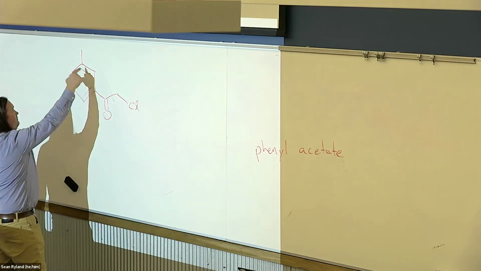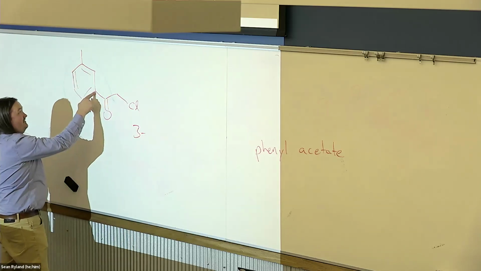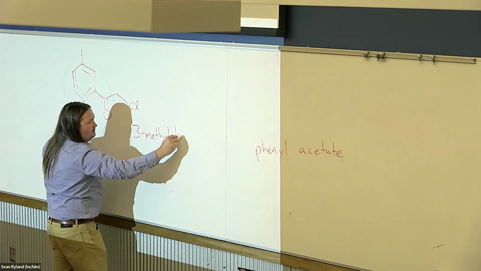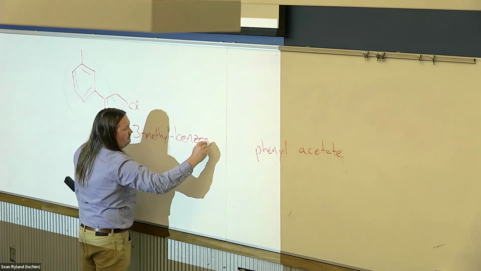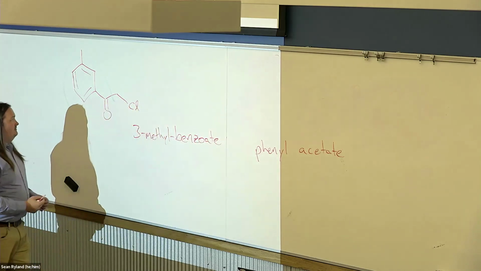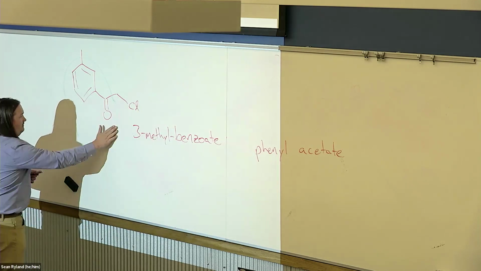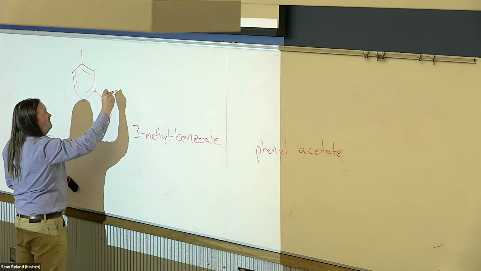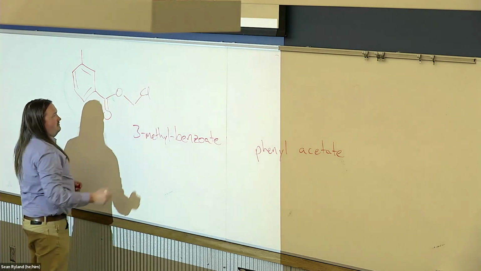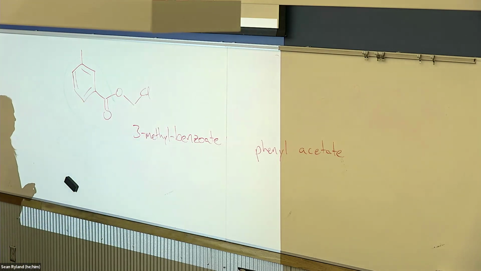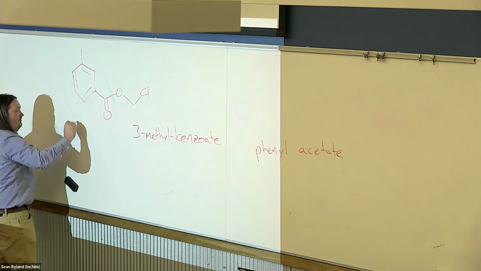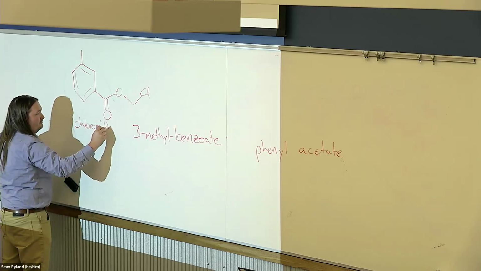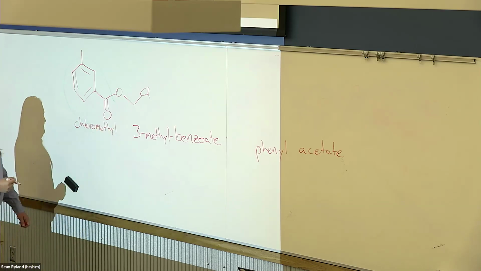So that's going to be 2, 3, because that's carbon 1. And then the other part. Do we need another oxygen? Yes, sorry, that's where it is. And then we have chloromethyl as a separate word.